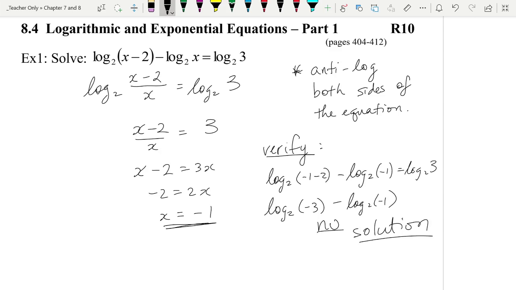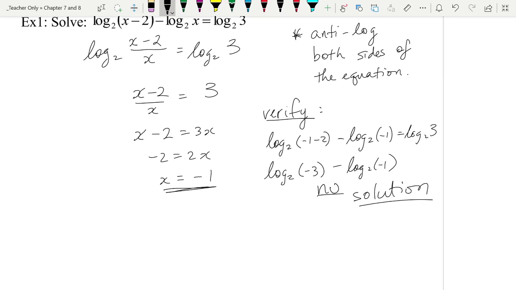There is no such number, right? 2 times 2 times 2, you can times 2 by itself any number of times. You're never going to get a negative. Remember that the argument of a log can't be negative. I'll write that again because it's such an important thing.